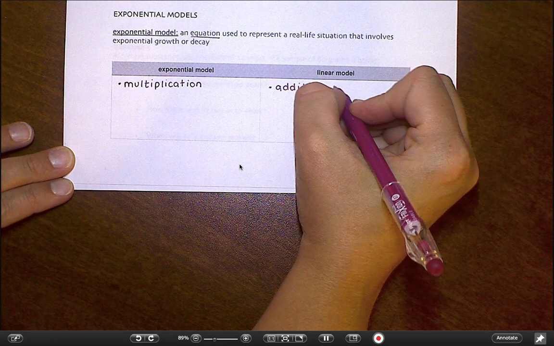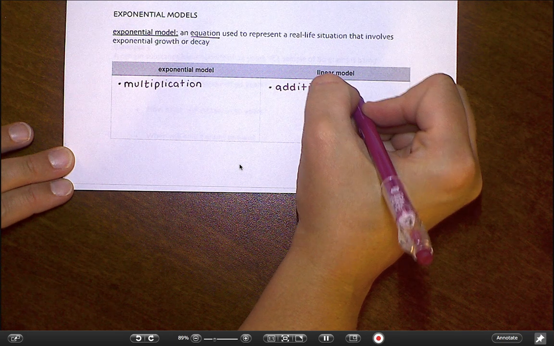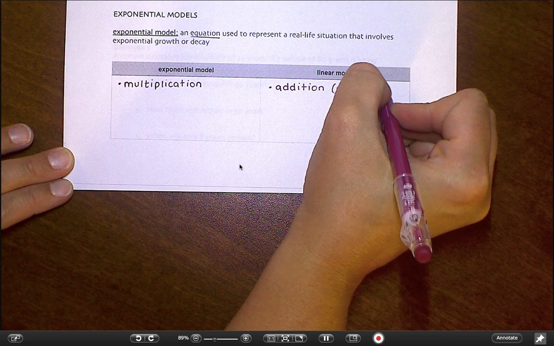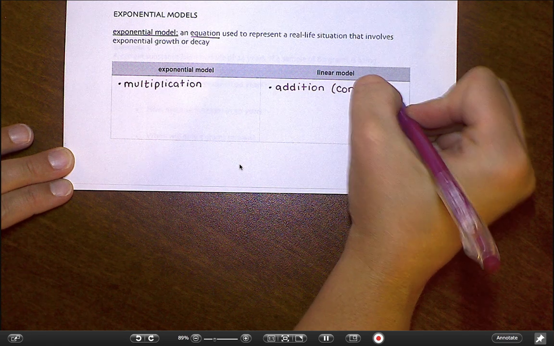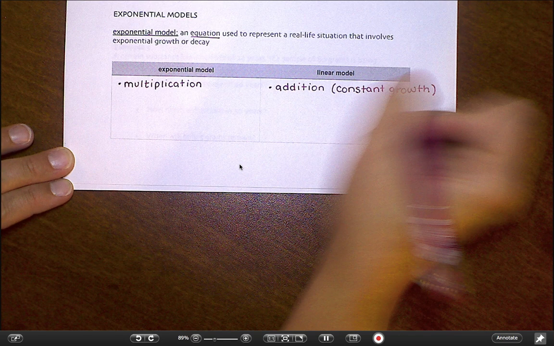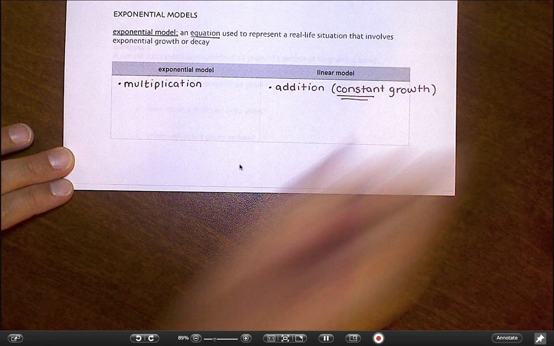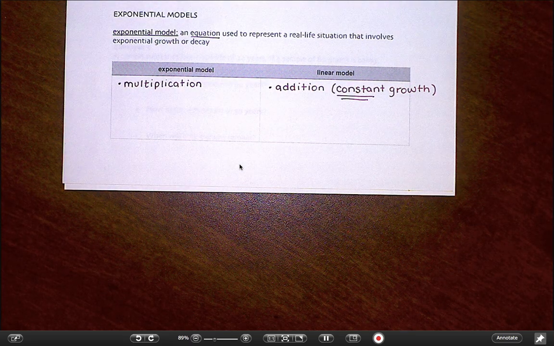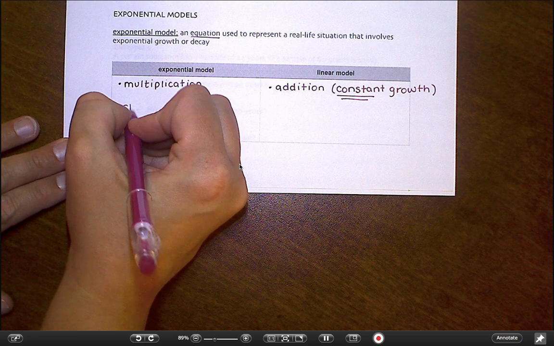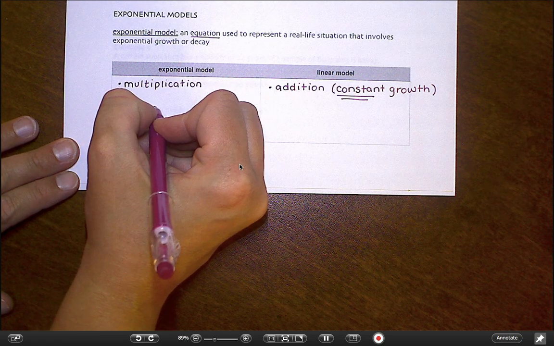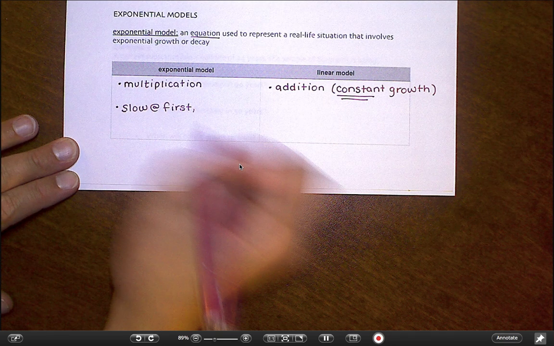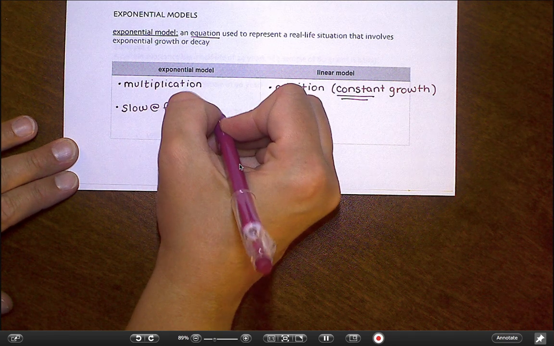And just so you know, anytime you hear the words constant growth, that's a linear model because that implies addition. Exponential models would just be called exponential growth. Okay, but constant growth is always referring to linear models. Okay, exponential models grow slow at first. Then they grow very quickly.